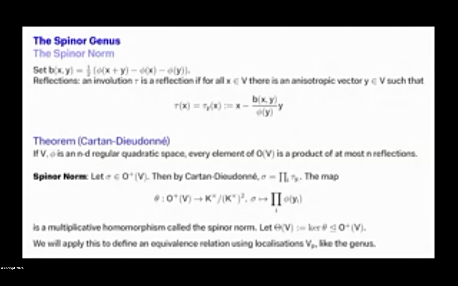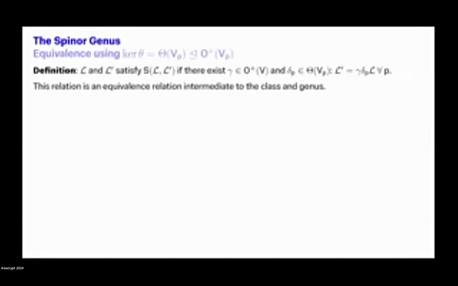We will then use this to define an equivalence relation using the localizations of V at P in a similar manner to how the genus is defined. So let's define it. We'll say two lattices, L and L dash, satisfy the relation S if there exists some gamma in O plus V and delta P in the spinor kernel at P for all P, such that L dash equals gamma delta P L.